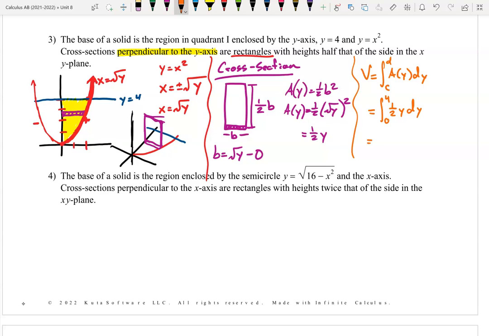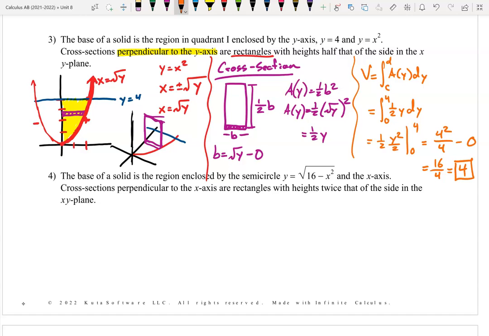I can just say that's 1/2 of y squared divided by 2, from 0 to 4. So that's equal to 4 squared divided by 4 minus really just 0, because when I plug 0 in, that's going to be 0. Well, what's 4 squared? 16. 16 divided by 4 is 4. And there's our answer. There we go.